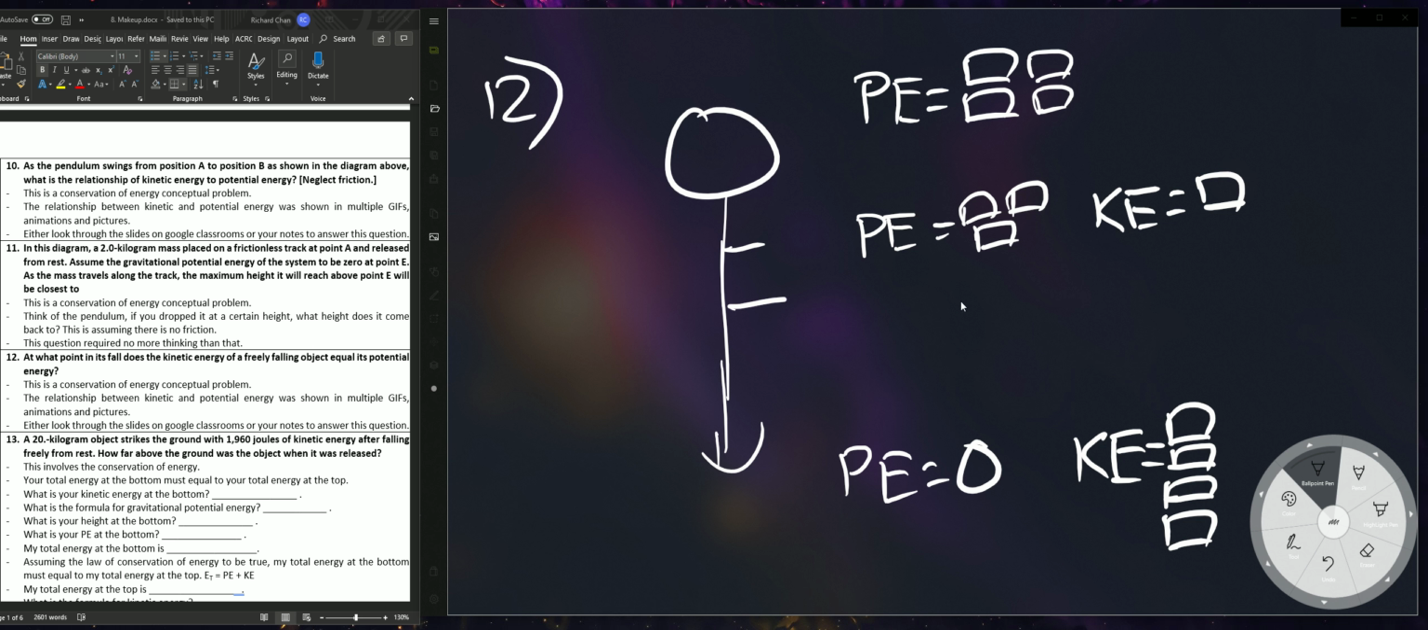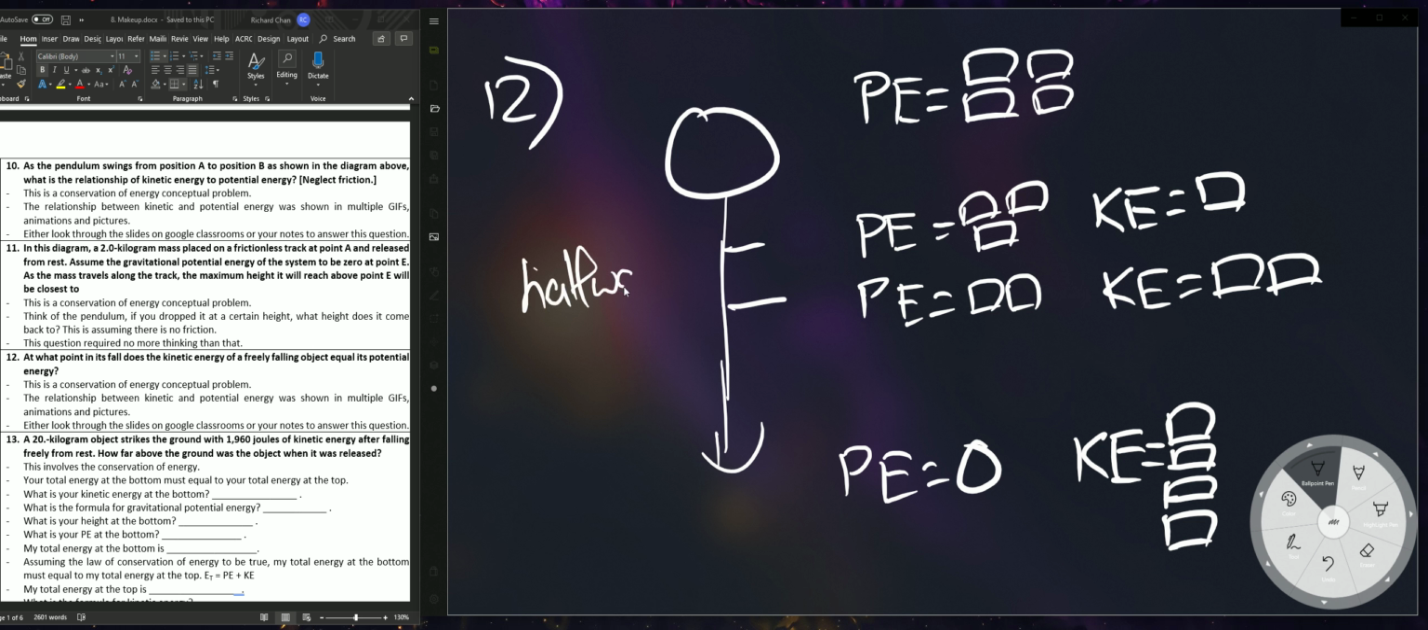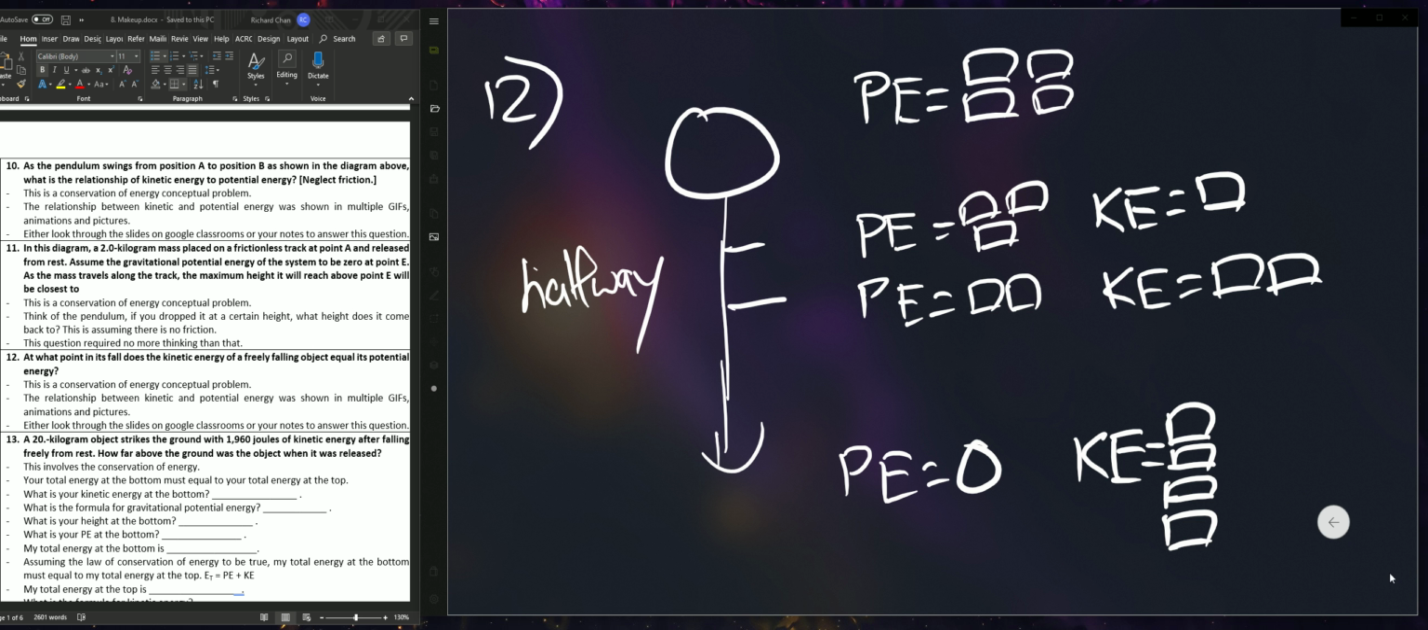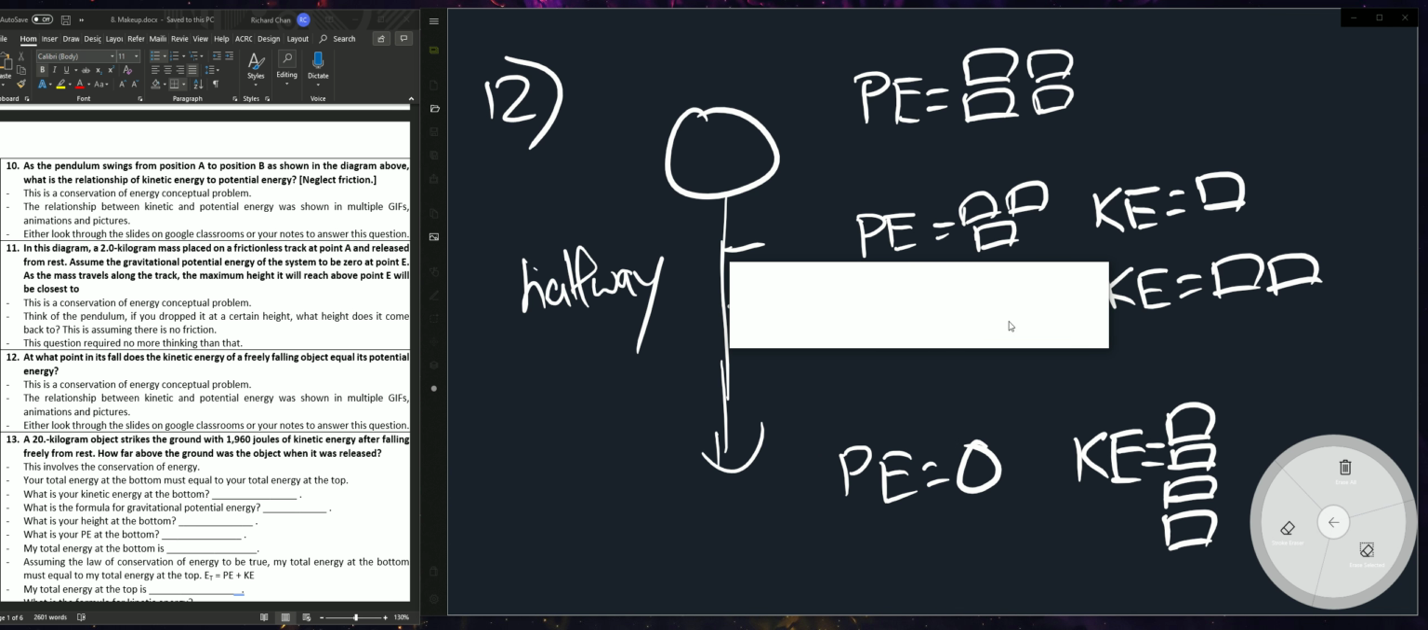Well, let's say you're at the midpoint now. How many blocks do I have? Well, I have 2. And where did that extra block go? Well, it went into my kinetic energy, and so my potential energy and kinetic energy are now equal. So this is the answer to the problem: halfway between the start and the end. All right, so that answer is number 12.